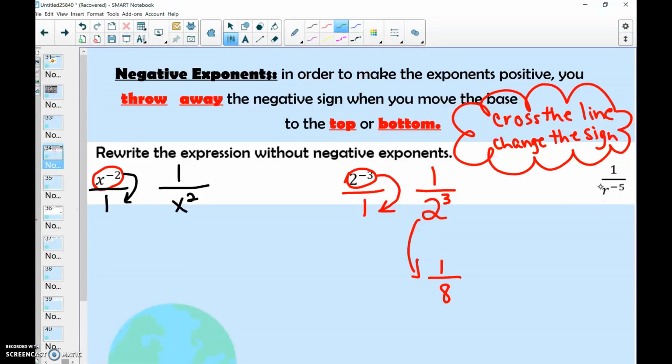Last one, you'll notice that r to the negative 5th power is actually in the bottom of the fraction, or the denominator, this time. We are still going to cross the line, change the sign, and we're going to do that by bringing the r to the negative 5th up to the numerator, the top of the fraction. Cross the line, change the sign, means instead of negative, now it is a positive 5. You could put a 1 down there if you want, but it's really not necessary, so you can just simplify it to r to the positive 5th power.